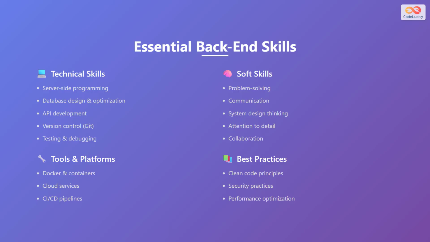To succeed as a backend developer, you need strong technical skills: server-side programming, database design and optimization, API development, version control with Git, and testing and debugging. You should also master tools like Docker for containers, cloud services for deployment, and CI/CD pipelines for automation. Beyond technical skills, develop problem-solving abilities, communicate clearly with teammates, think in systems and architecture, pay attention to detail, and collaborate effectively. Finally, follow best practices, write clean code, implement security measures, and optimize performance constantly.